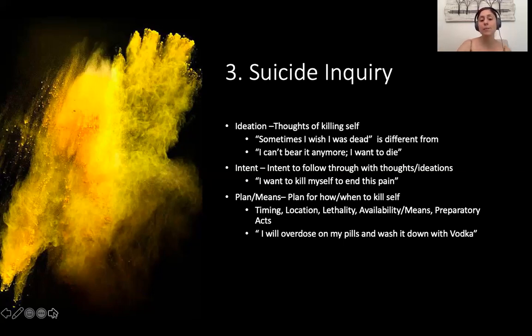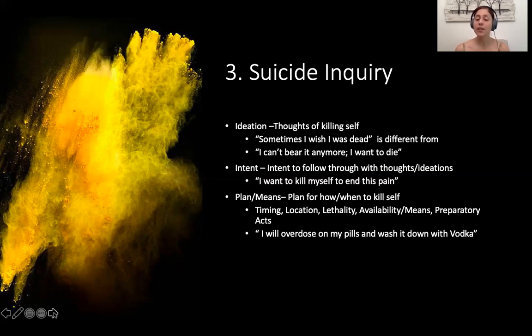An example would be someone who says, "I want to kill myself to end this pain," which would be more indicative of intent that has moved on from just thinking about death or dying to actually wanting to kill the self. Once you've assessed for intent, you would move on to assess for a plan and means, which is a specific method that the client has thought of to use to kill themselves and their access to that method. In this case, we want to assess for timing, location, lethality, availability, and preparatory acts.